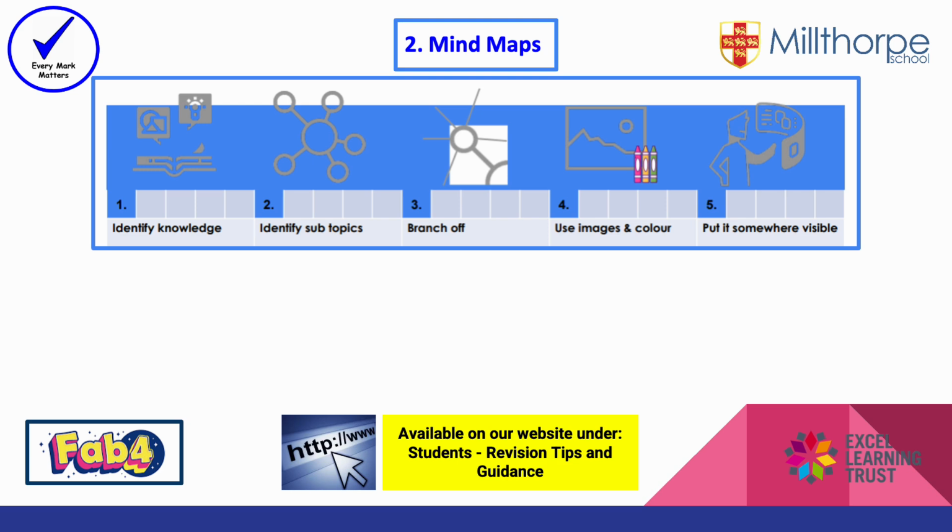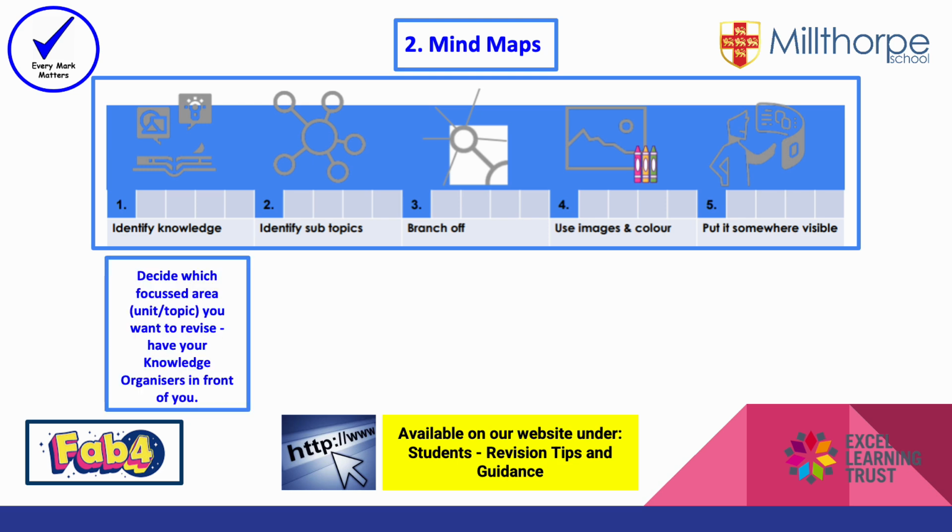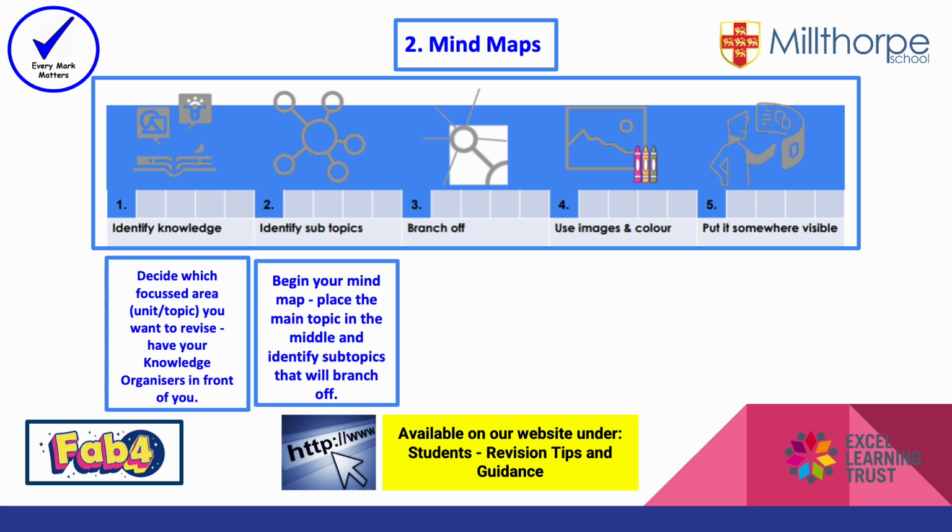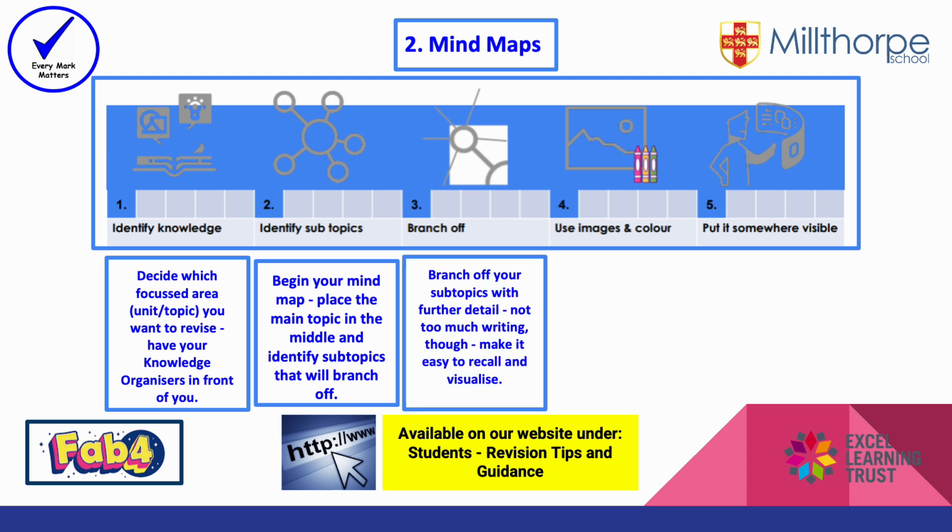Number 2 are mind maps. So, to do a mind map effectively, you begin by deciding which focus area you want to revise. Again, a particular area of a unit or topic, and this time you have your knowledge organiser in front of you. You begin your mind map, place the main topic in the middle and identify subtopics that will branch off from there. Branch off again from your subtopics with further detail, but importantly don't include too much writing.